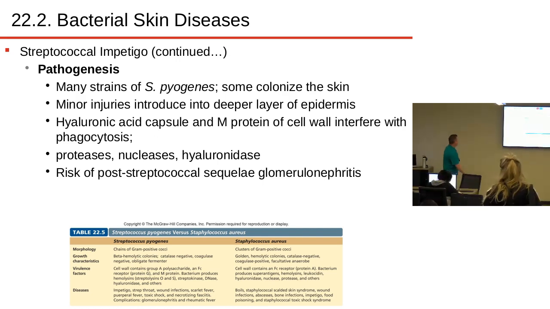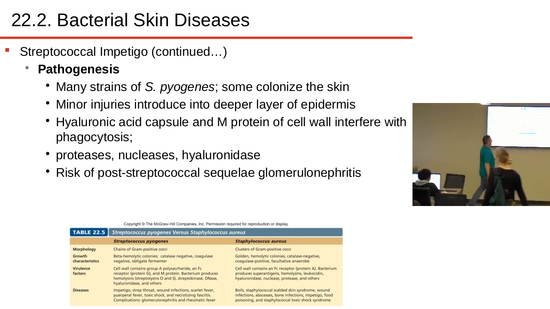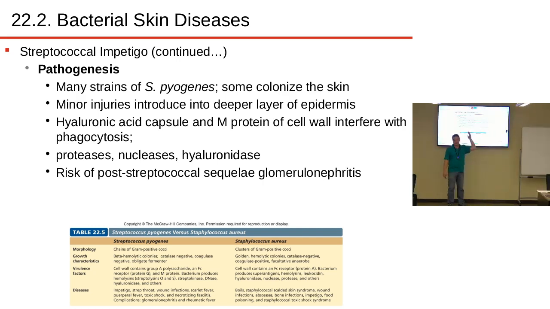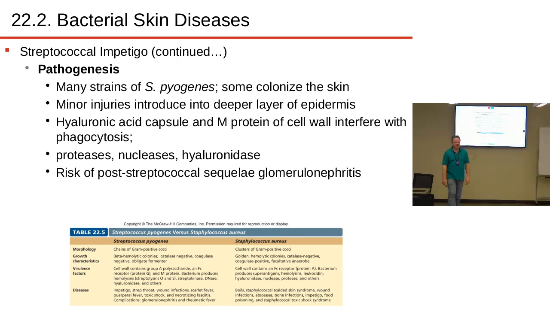Okay, so pathogenesis. There are lots of different strains of Strep pyogenes. Some of them are actually already there. They're part of our normal flora. And what we can see on the second bullet is usually how something like a normal flora becomes opportunistic. Minor injuries introduce it into the deeper layers of the epidermis, places it's not supposed to be.